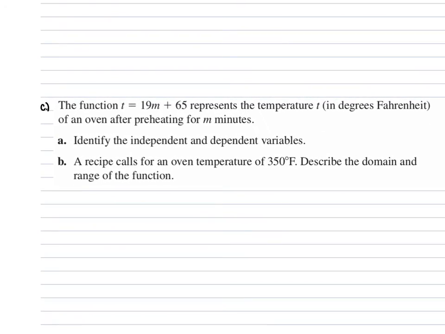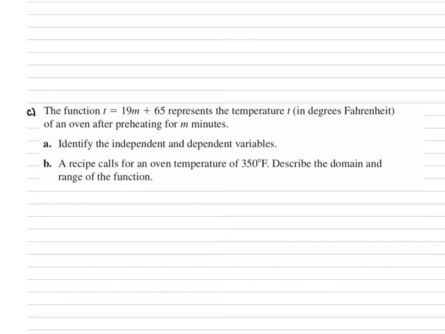For our last example, it tells us the function T is equal to 19m plus 65 represents the temperature T of an oven after preheating for m minutes. Part A says to identify the independent and dependent variables. So our independent is the minutes, and your dependent is the temperature.